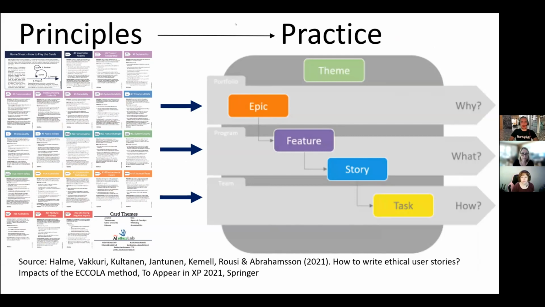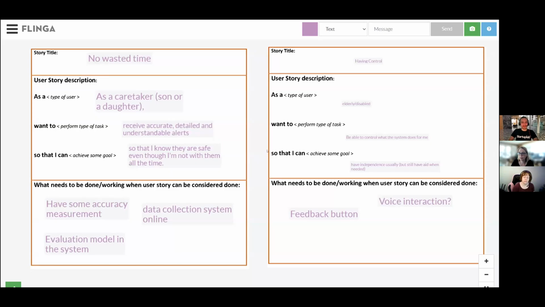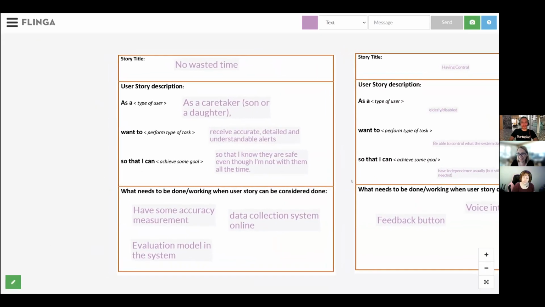I can start with our room's Flinga board, and would it be okay for Grace, you to describe our first user story with the no wasted time case? It sounds horrible though. Yeah, so okay. I gave up with the name, so you're not responsible. I know what you mean.